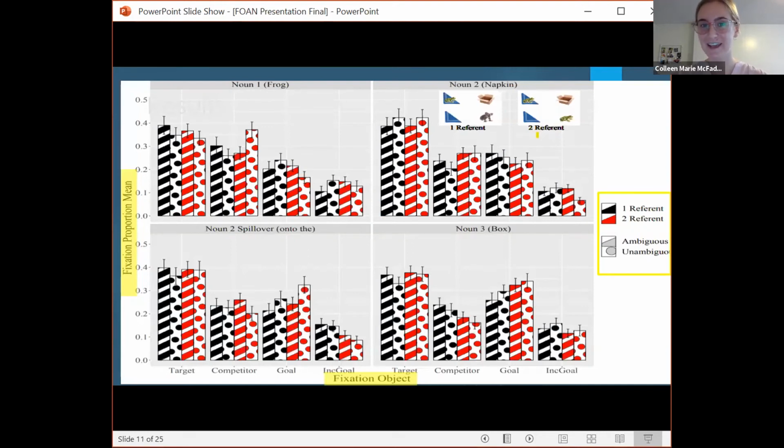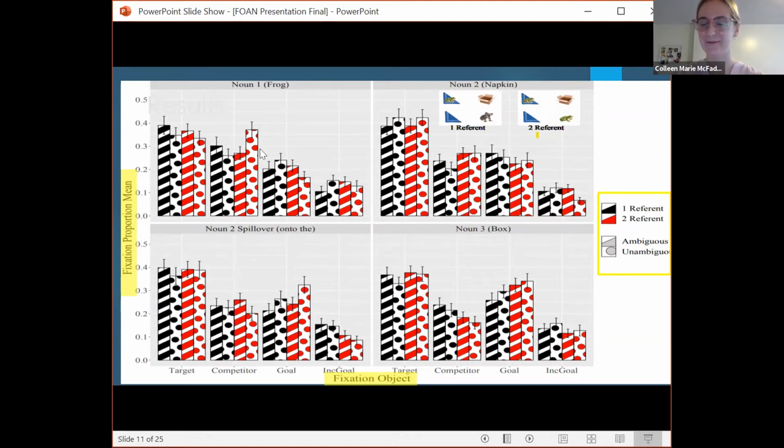So to better understand how the Spanish-English bilinguals were parsing the sentence, we were looking at the proportion of fixations to each object on the screen. So in this graph, we have 1 referent context in black, the 2 referent contexts in red, the ambiguous conditions in a striped pattern, and the unambiguous conditions in a circle pattern. On the y-axis, we have the proportion of fixation to each object, or how often they were looking at each object. On the bottom, we have the object that they were looking at.